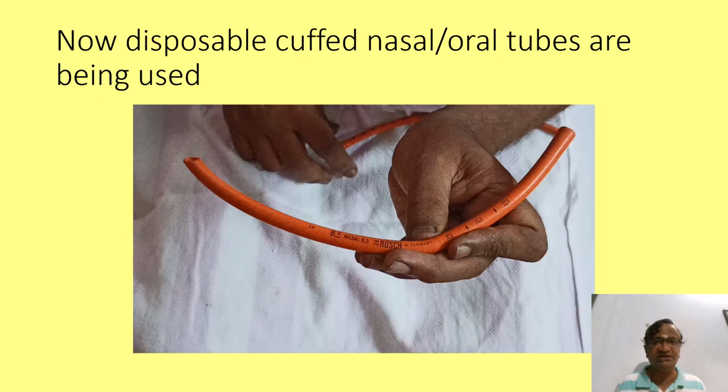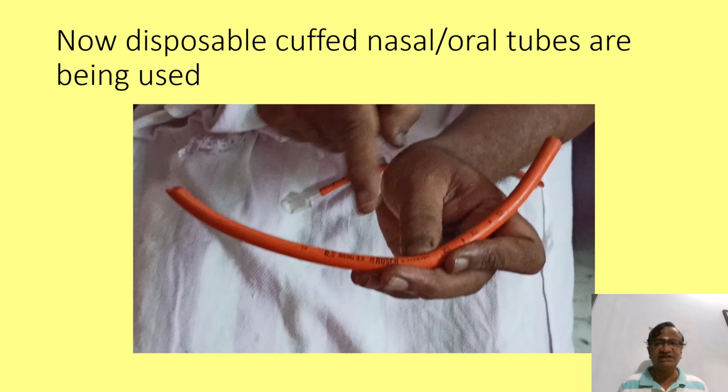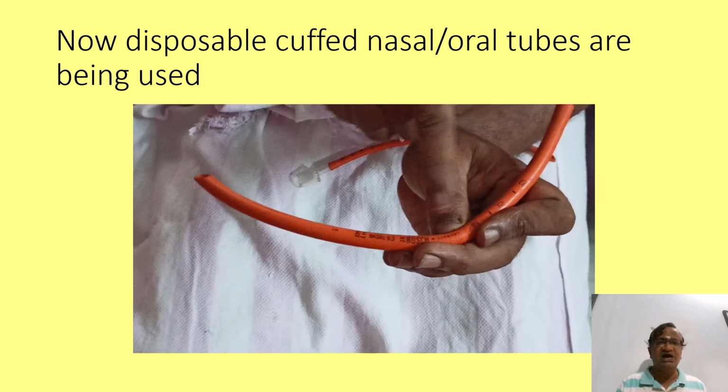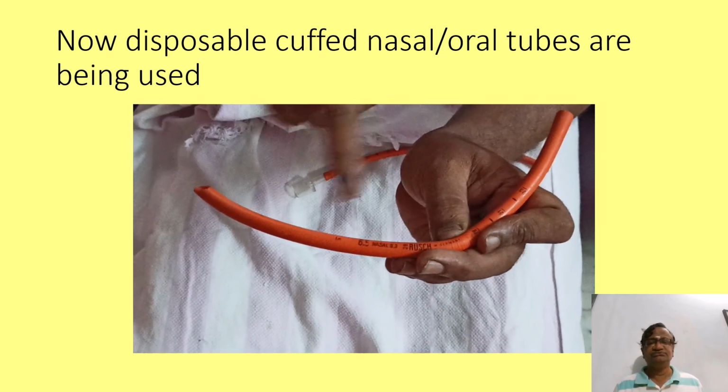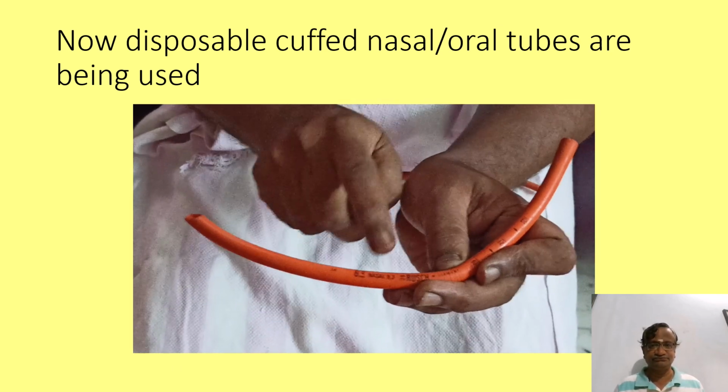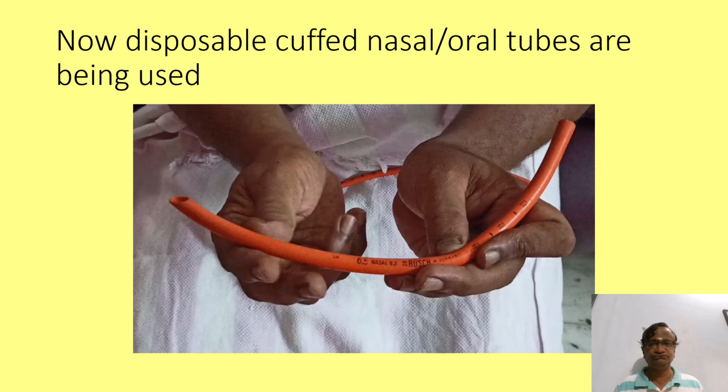nasotracheal intubation. Previously nasal tubes were separate and oral tubes were separate, made of red rubber. You can see the nasal tube is like this, more curved, and the bevel is like this. This is the original nasal tube made of red rubber. The curvature is more in the nasal tube, and you can see the curvature is less in the oral tube. And you can see nasal 6.5. It's usually all uncuffed.